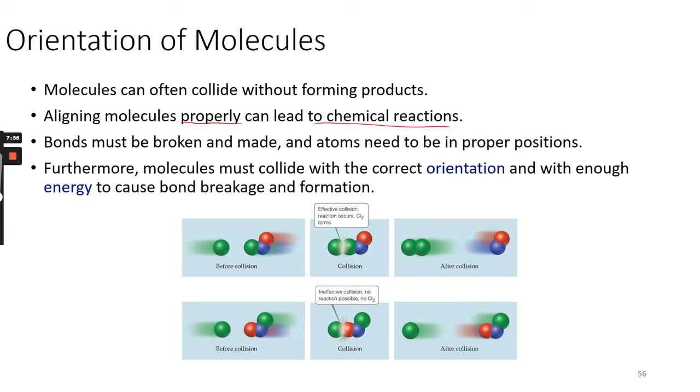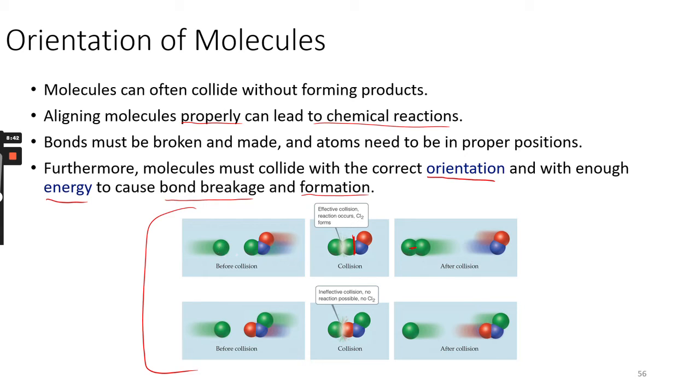When the alignment is proper, then bonds must be broken and made, and the atoms need to be in the proper position for this to happen. Furthermore, molecules must collide with the correct orientation and with enough energy to break bonds and then actually reform bonds. So if you look at this diagram down here, before the collision, you have one chlorine bumping into this. And in this case, you see the two chlorines are bumping into each other. And they actually bond. So this bond here will break, and this bond will form. And this will be a successful reaction.